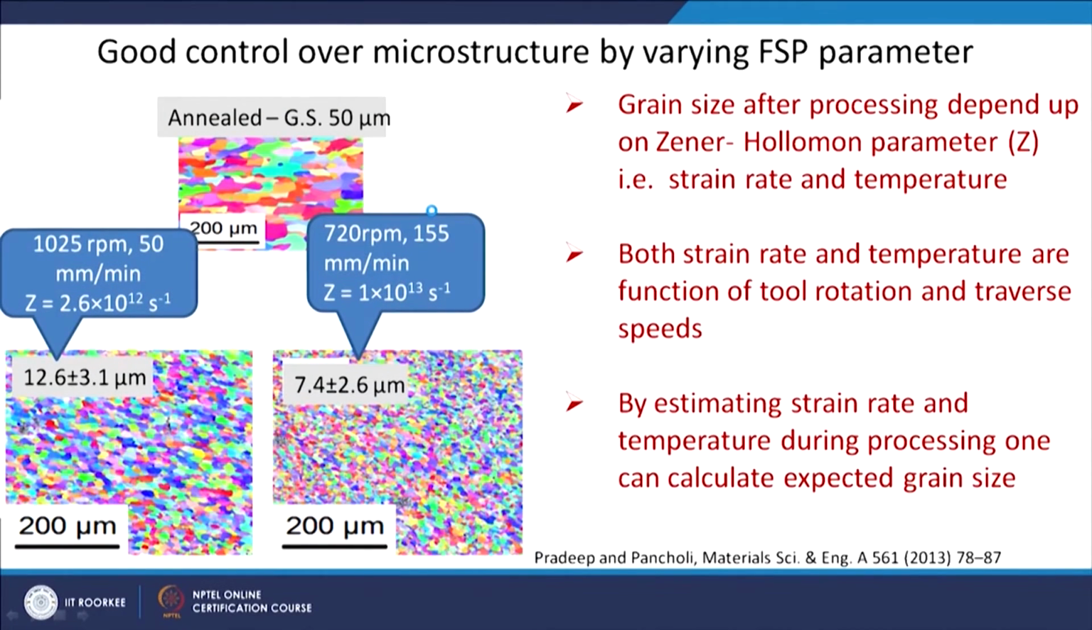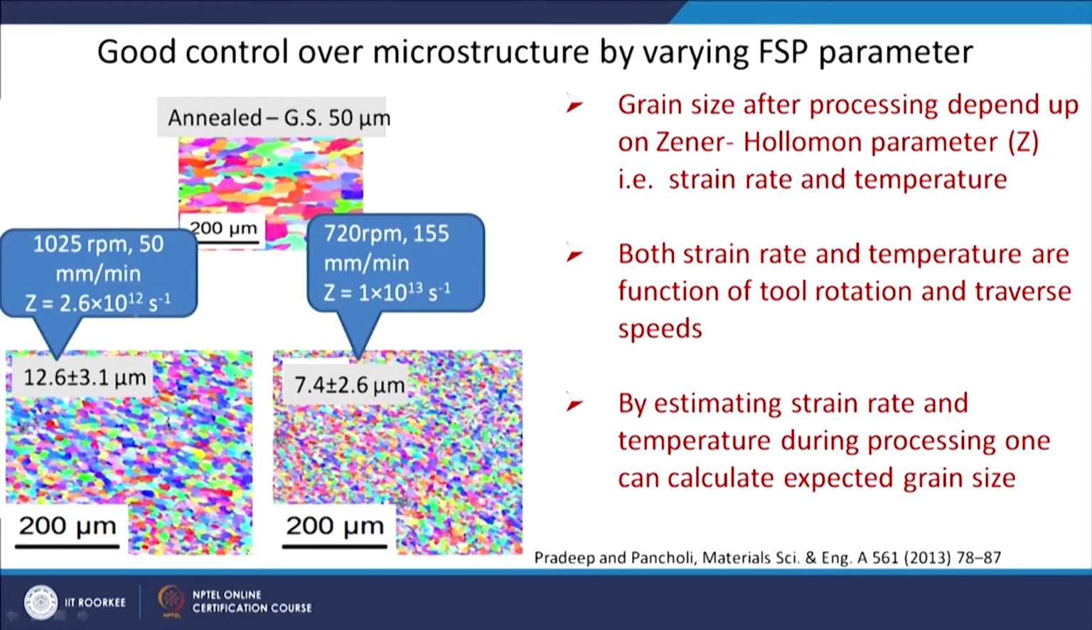Okay. So, this is another work taken from one paper of ours. Okay. So, you have this is an aluminum 5083 alloy. This is the initial grain size, okay, which is in annealed condition. Grain size is around 50 micron. Okay. So, two sets of processing conditions are used, 1025 rpm at 50 mm per minute and 720 rpm at 155 mm per minute. What will be the effect on the Zener-Hollomon parameter is also shown here.